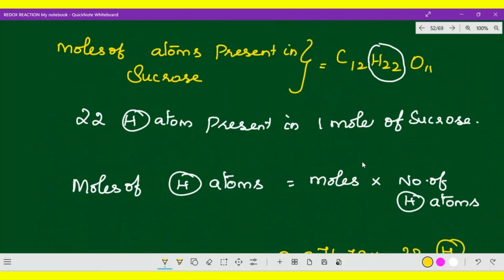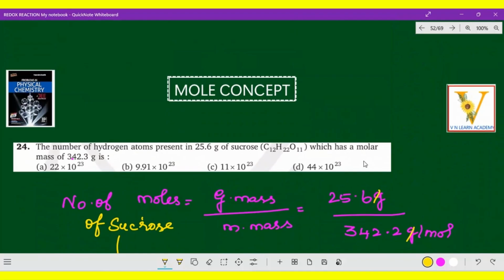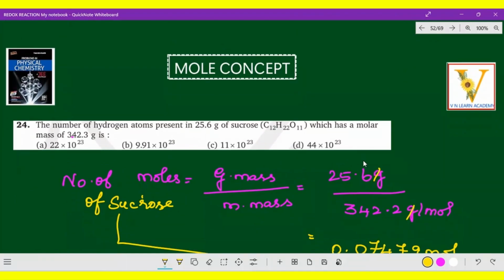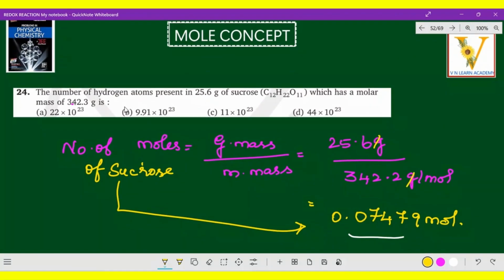Come on, let us check this answer. Here 9.908. They mentioned 9.908 into 10 to the power of 23 only. So 8 has become 1, that is 9.91 into 10 to the power of 23. So the option is B. I hope you got the clarity of finding the answer, right? Option B is the correct option.